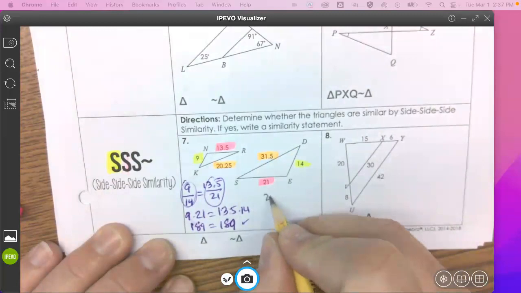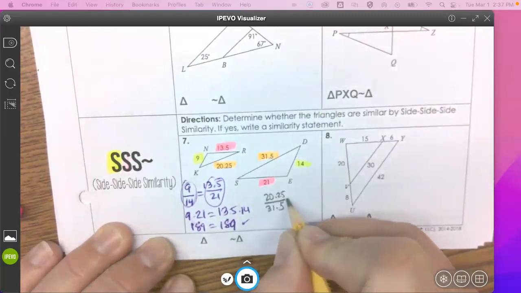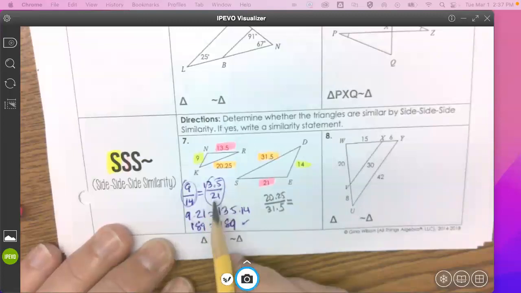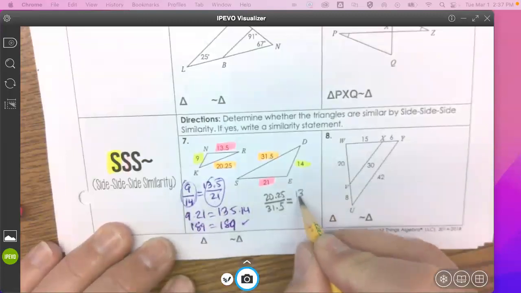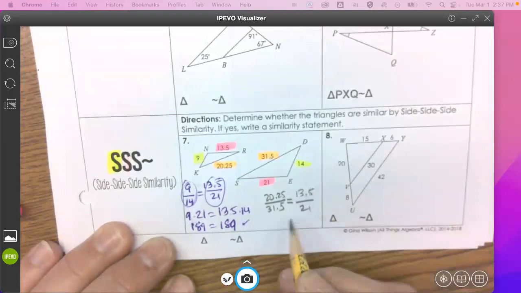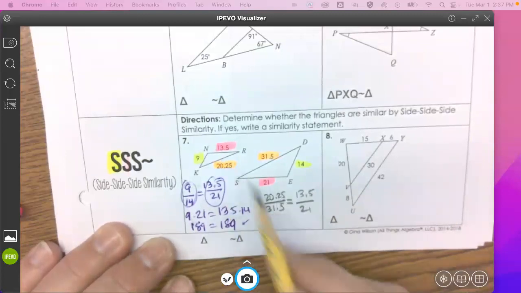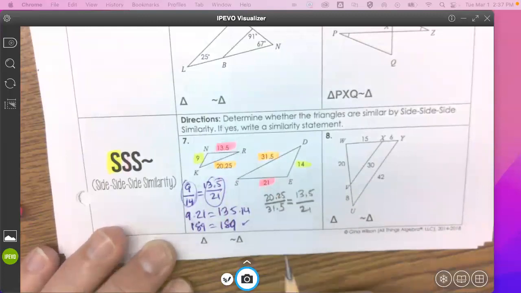In other words, 20.25 is to 31.5 as what? We could do 13.5 over 21, or we could do 9 over 14. It doesn't matter, does it? I do have to make sure that this fraction makes sense, right? This is the smaller triangle over the bigger triangle. So this has to be the smaller triangle over the bigger triangle. And then I cross multiply.